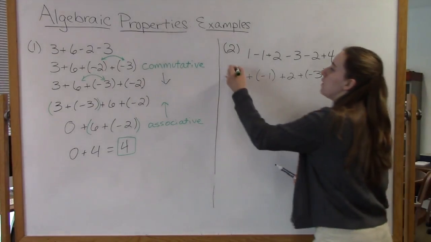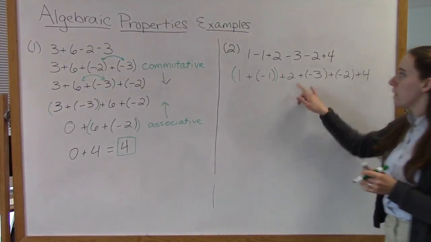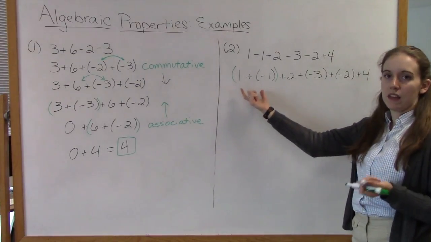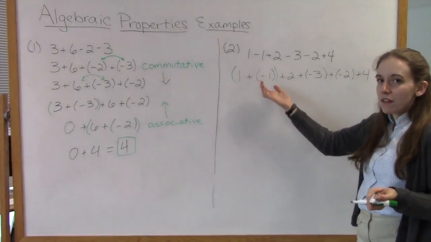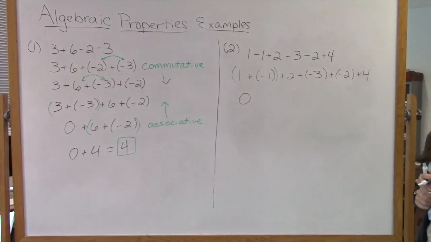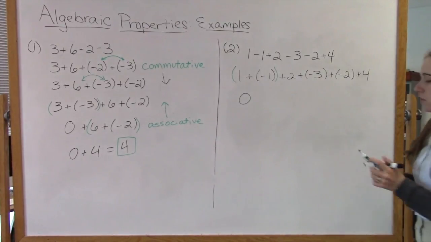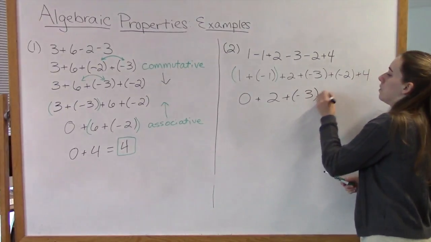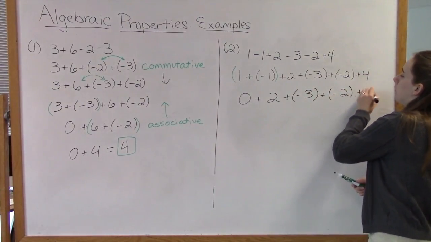So before I even do anything else, the associative property tells me I can take any two and start there. So I'm going to take the 1 plus negative 1, right? Because that's going to give me 0. So I'm just going to get those out of the way. That's one less thing I have to keep track of as I keep going. So I have plus 2 plus negative 3 plus negative 2 plus 4.